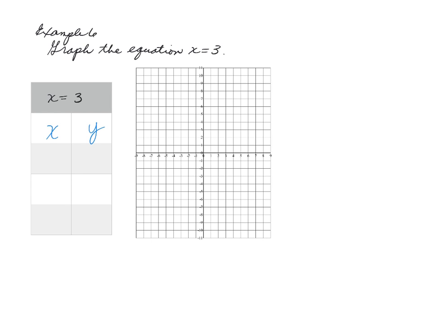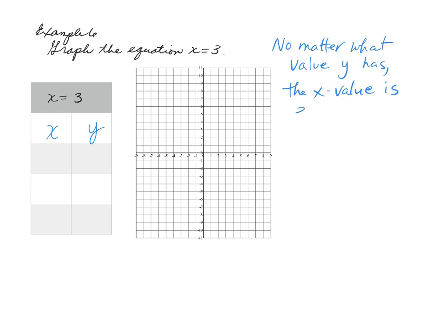Now look at this one, x equals 3. This is a linear equation in 2 variables. It's just that you don't see the y variable because the coefficient of y in this case is 0. So anyway, we have x equals 3. What does that mean? No matter what value y has, the x value is going to be 3.